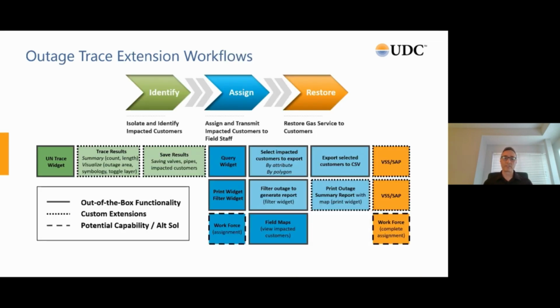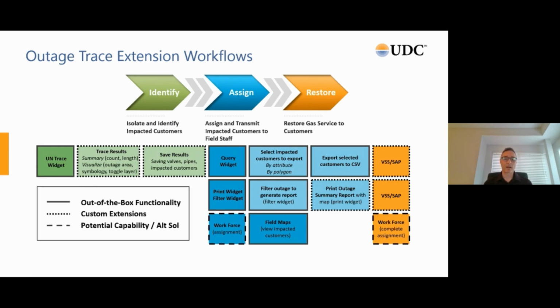So now we're going to briefly talk about the workflows before we dive right into the demo. AVANGRID will isolate and identify the impacted customers by utilizing the out-of-the-box UN trace widget and some custom trace summary. Then they'll save the results for the transparency and collaboration of the team. Then assign these to the field staff using an out-of-the-box query and select by attribute or polygon widget, which will allow coordination of the work effort. This will then be exported to a CSV file, which will be imported to SAP for work management.